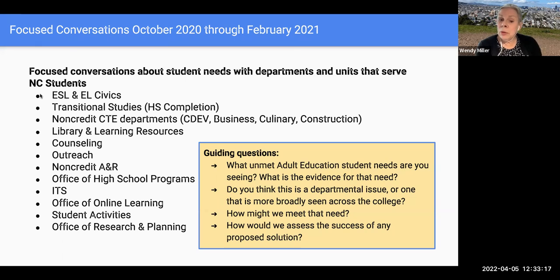Then I asked people to think about how we might meet the need that they were identifying, and how we might assess the success of any proposed solution. There were extensive notes, and from this I built a logic model, which I then shared out with people afterwards. And these conversations went on for, as you can see, 3 or 4 months.